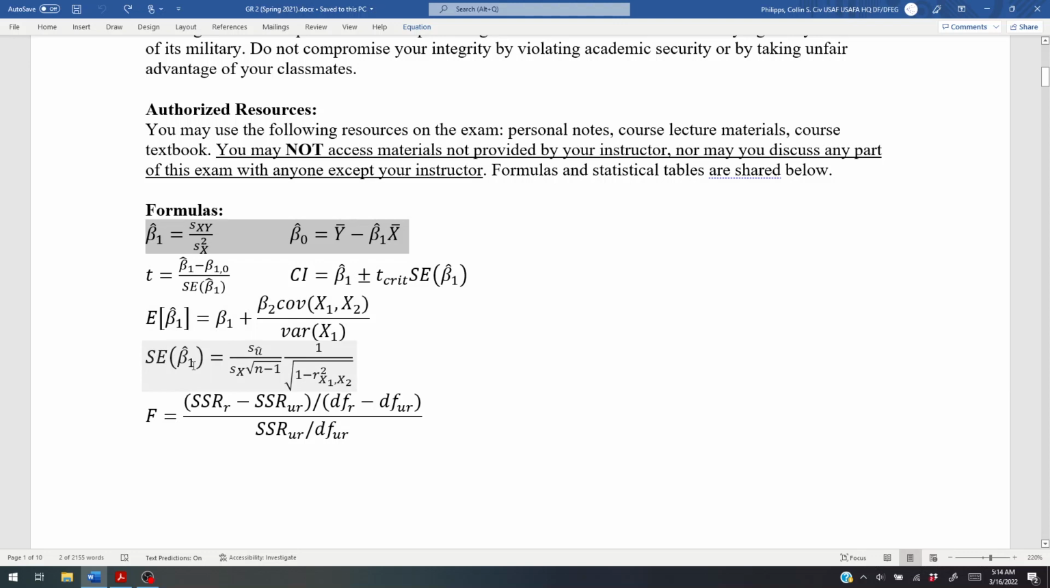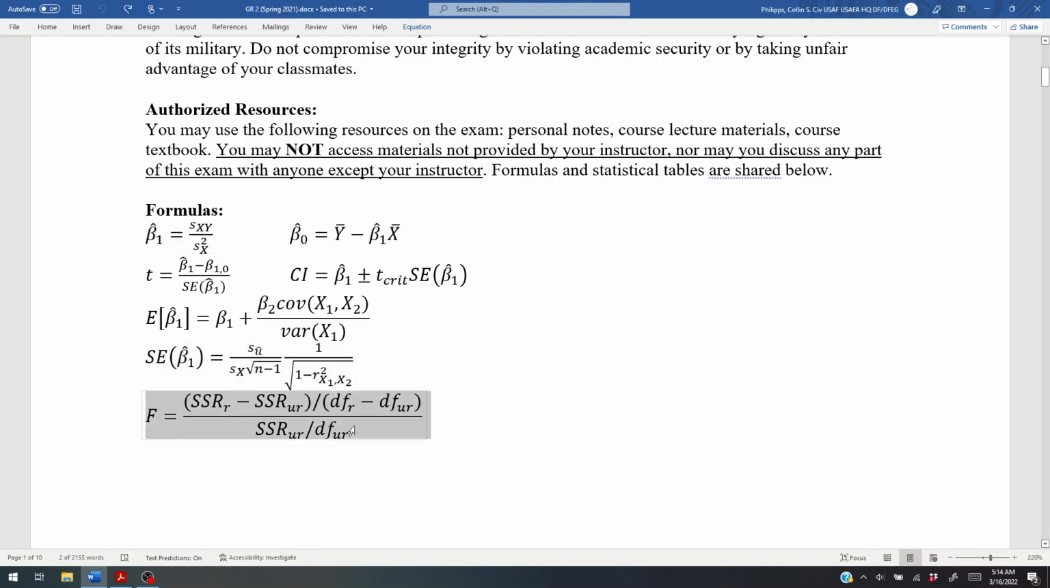The standard error of beta 1 hat in a model with two variables, x1 and x2. Notice that all of the usual parts are here: the amount of variation in the residuals from the model, the amount of variation in the right-hand side variable x, the size of the sample you used, and then something to do with the correlation between x1 and x2, where more correlation is going to cause inflated variance.